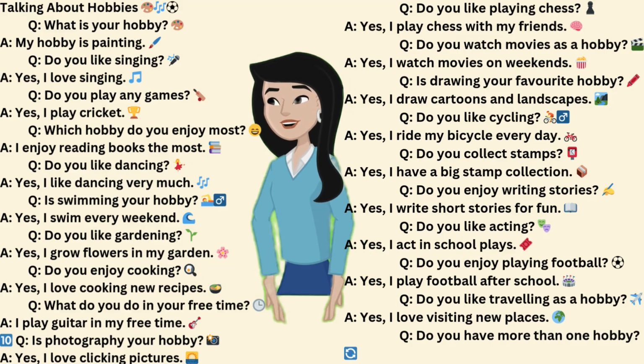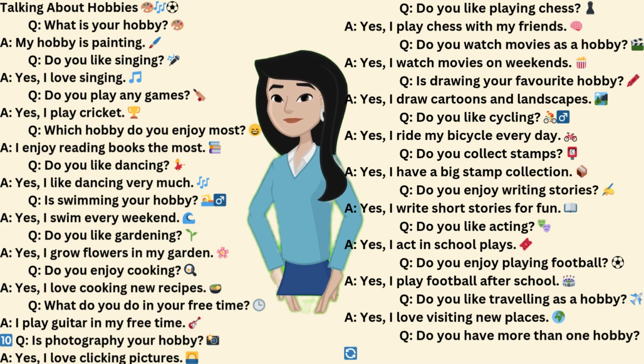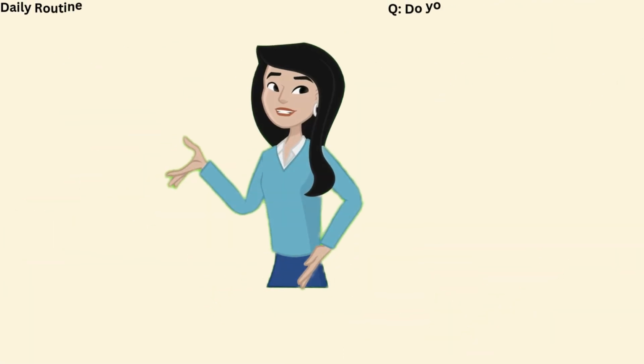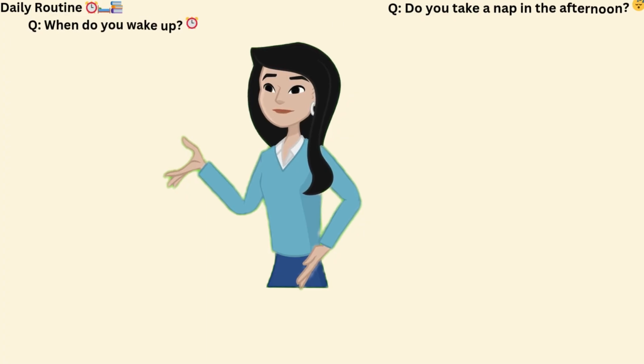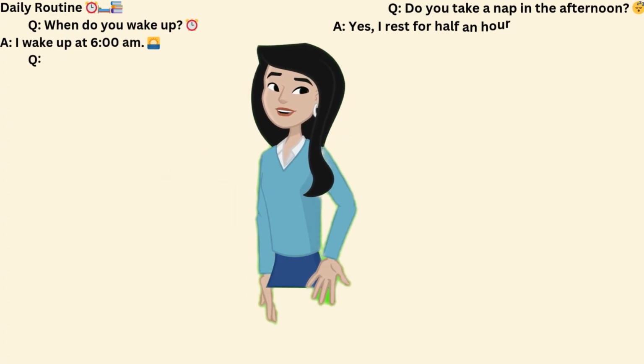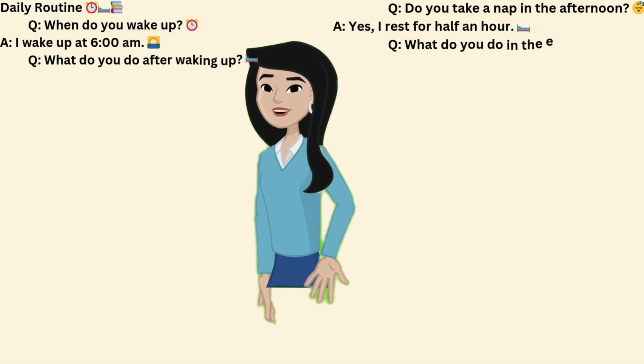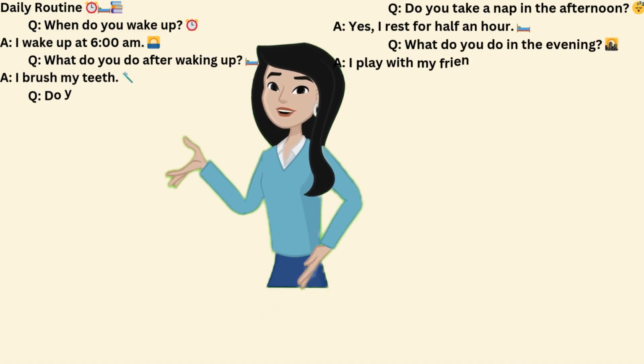Question 20. Do you have more than one hobby? Answer: Yes, I like reading and painting. In this part of the video, you will learn simple English sentences about your daily routine. These questions and answers will help you speak about your everyday life with confidence.